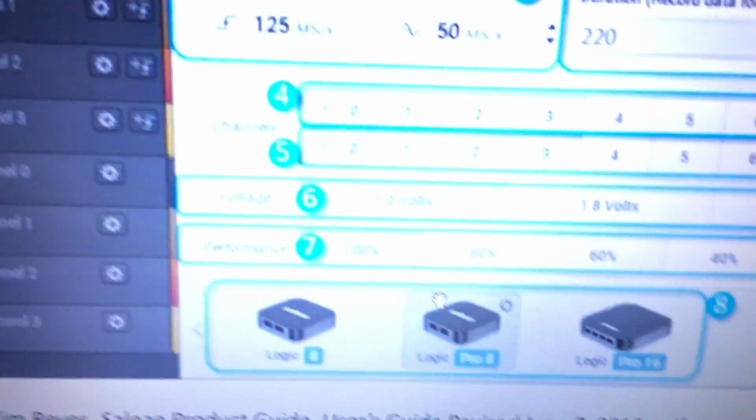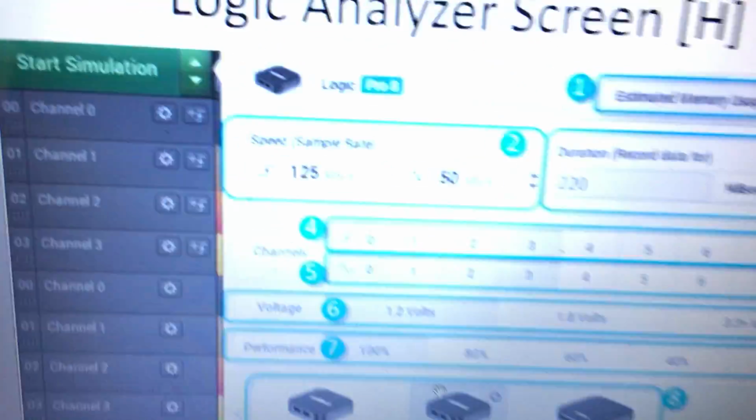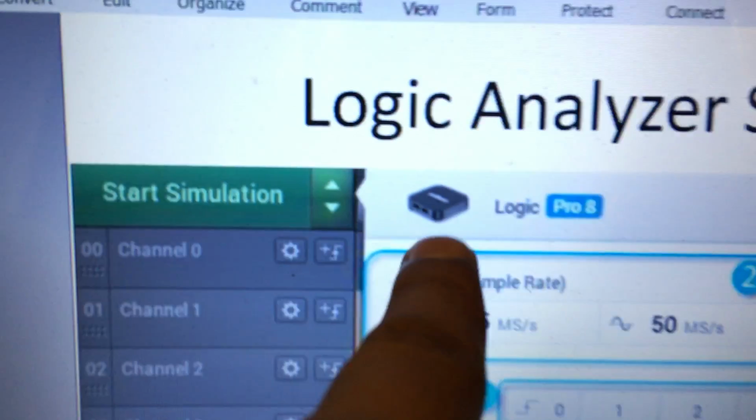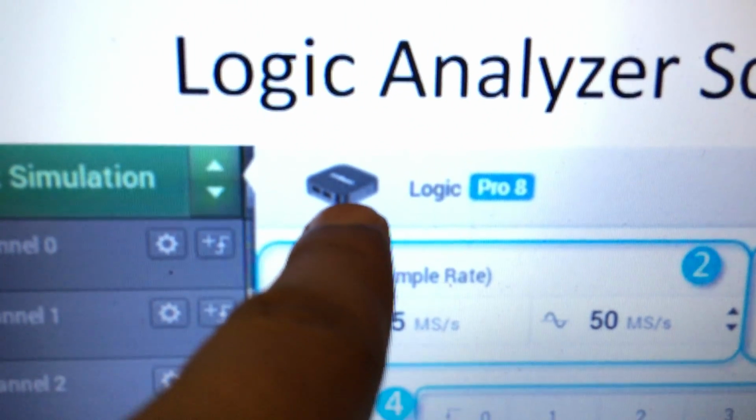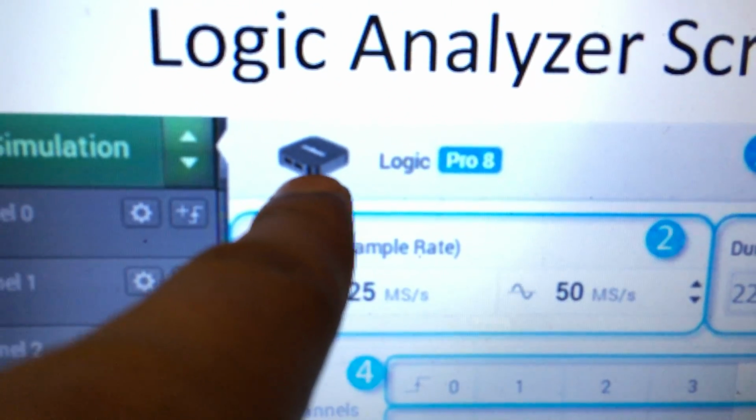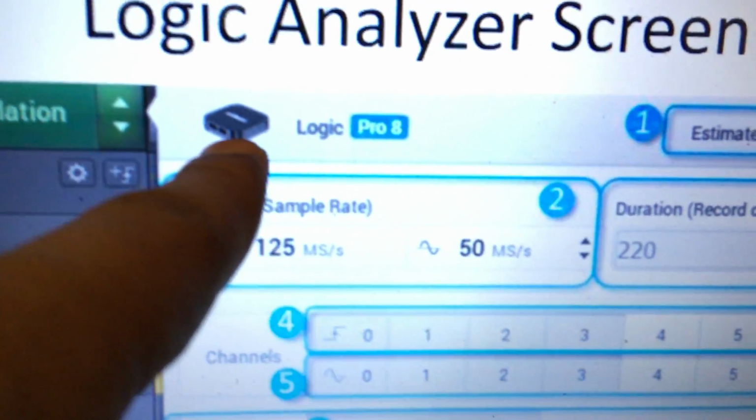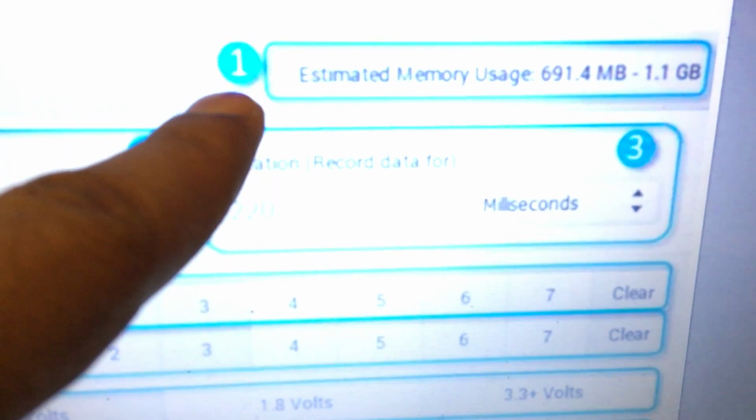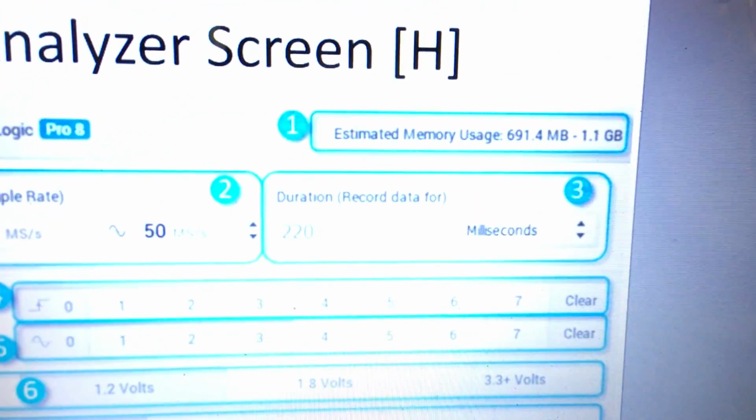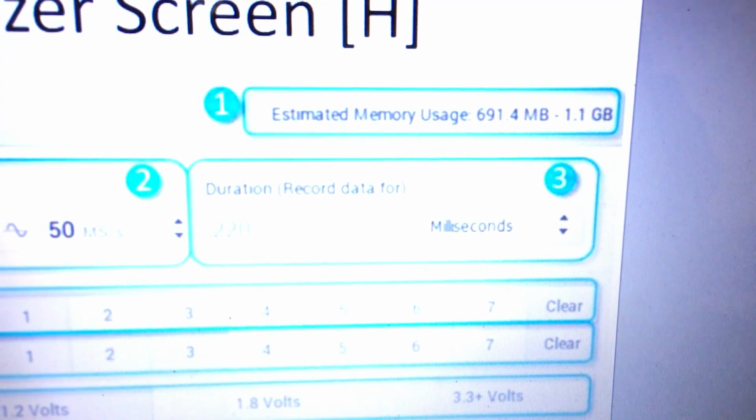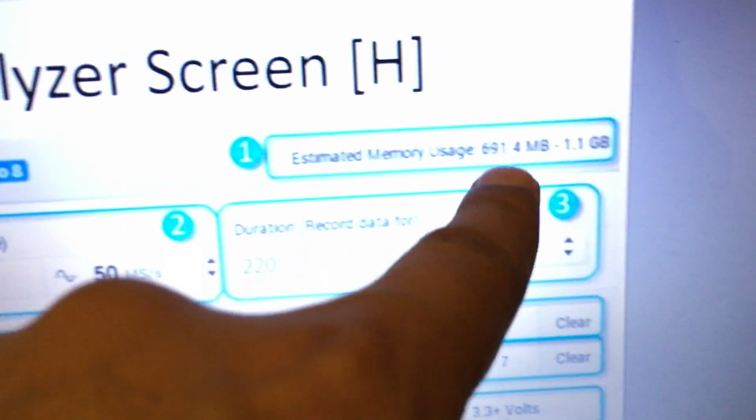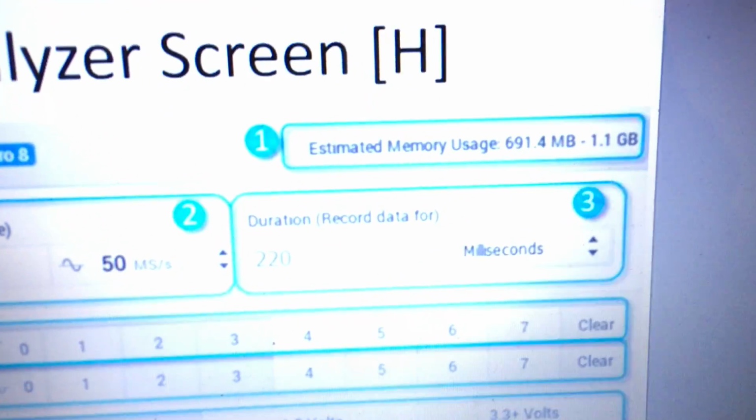This is one more additional screen of the logic analyzer. So if you look at this one, this is a specific Logic Pro 8 type of logic analyzer. Let us look at these parts first. This first part is the estimated memory usage. It shows that it is about 1 gigabyte.